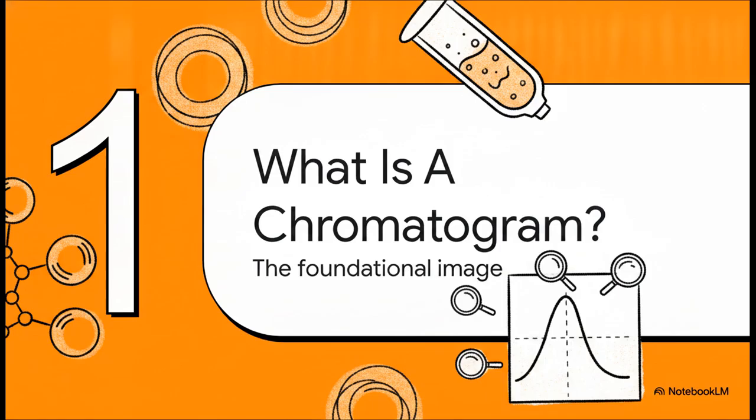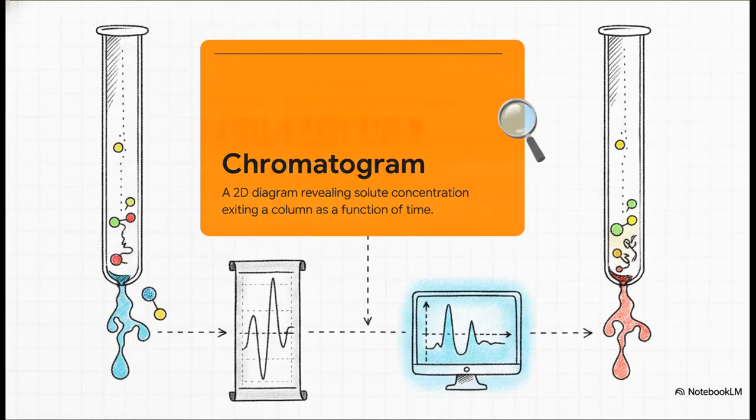What is a chromatogram? To really understand the complex science of trace analysis, we first have to nail down what a chromatogram actually is. Quite simply, a chromatogram is a two-dimensional diagram that reveals the instantaneous concentration of a solute exiting a column as a function of time. I mean, this graph is the absolute foundation of all chromatographic analysis. It's the literal trace, which used to be captured on chart paper but is now reconstructed on a screen, that translates invisible chemical separations into a format we can actually see and measure.